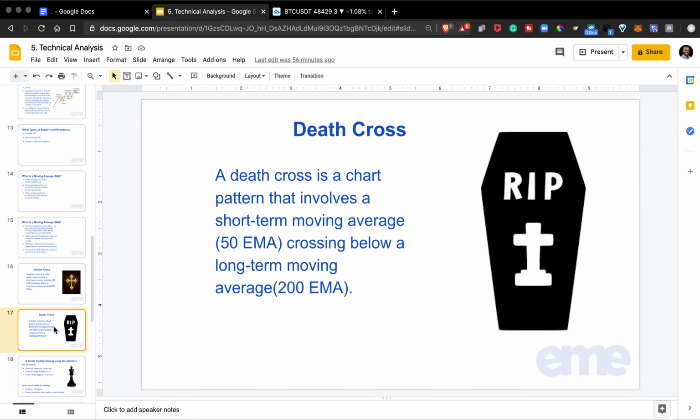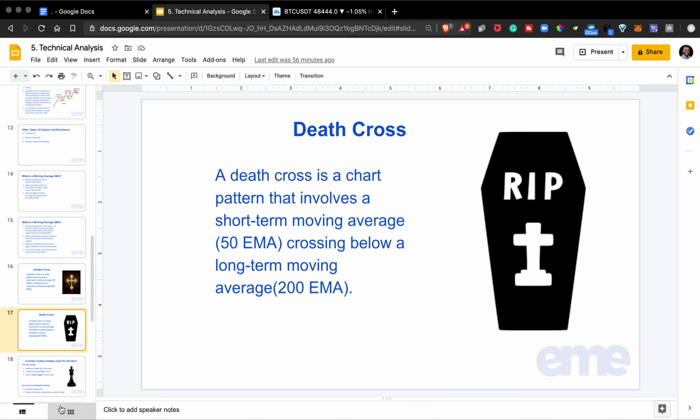Death cross is like the reverse of the golden cross. It is a chart pattern that involves the 50 EMA crossing below the 200 EMA. What this tells you is that the trend has changed, that the market is about to go down. So do you see how you can use the moving average indicator to figure out the trend of the market and help us trade better?